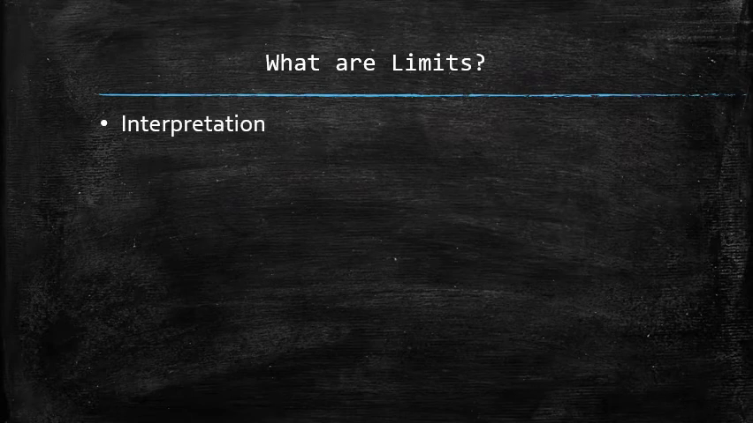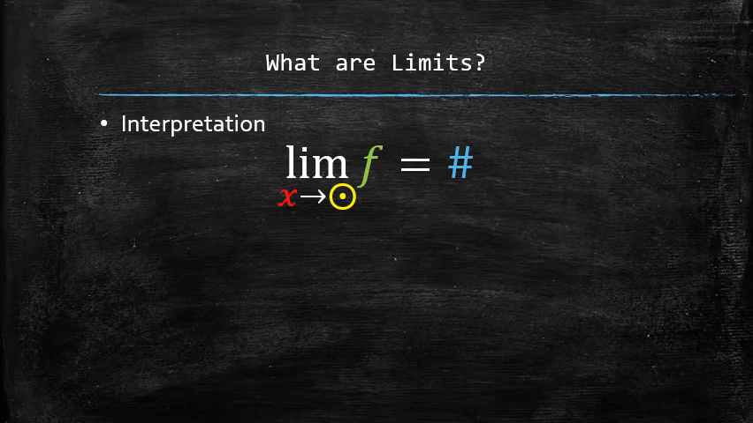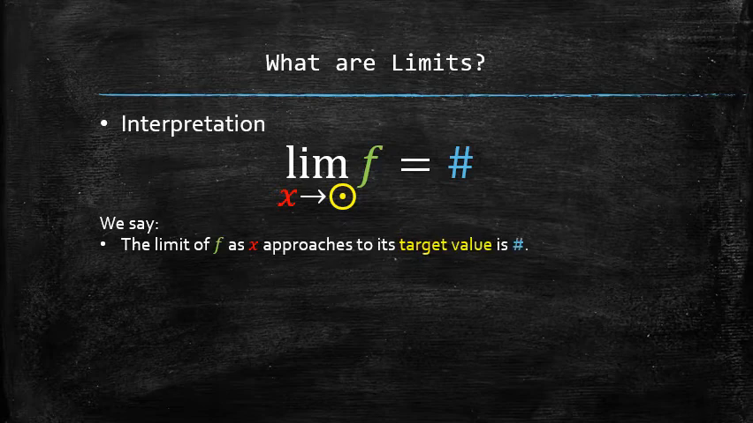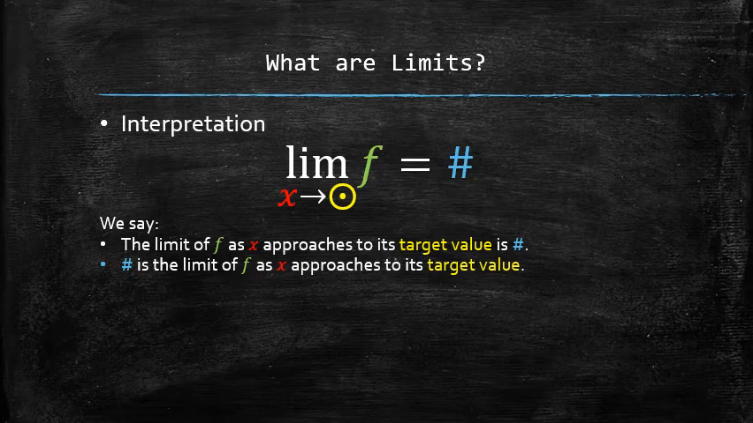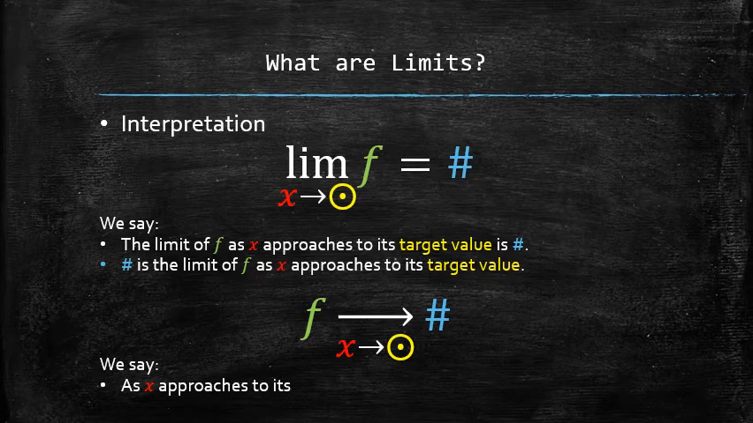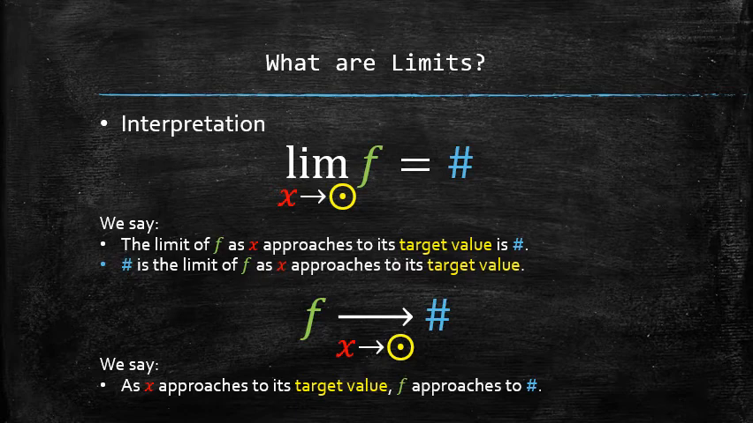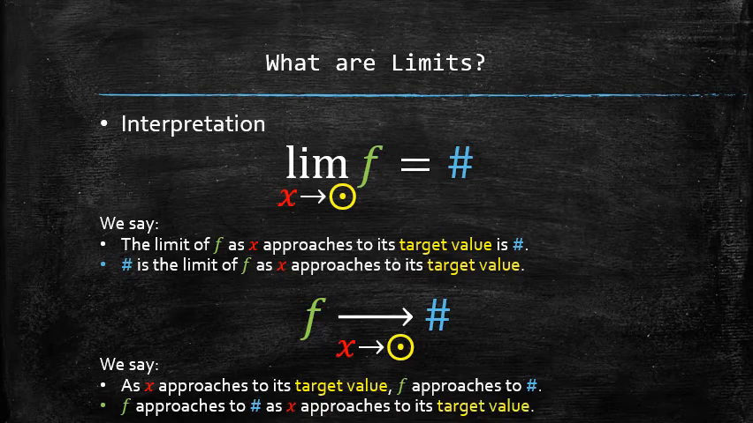For interpretation purposes, let's assume that the input variable is x. So how do we interpret the following limit statement? We say the limit of f of x as x approaches its target value is something. Or we can change the order and say something is the limit of f of x as x approaches its target value. Similarly, we can omit the word limit and say as x approaches its target value, f of x approaches something. Or we can change the order and say f of x approaches something as x approaches its target value.